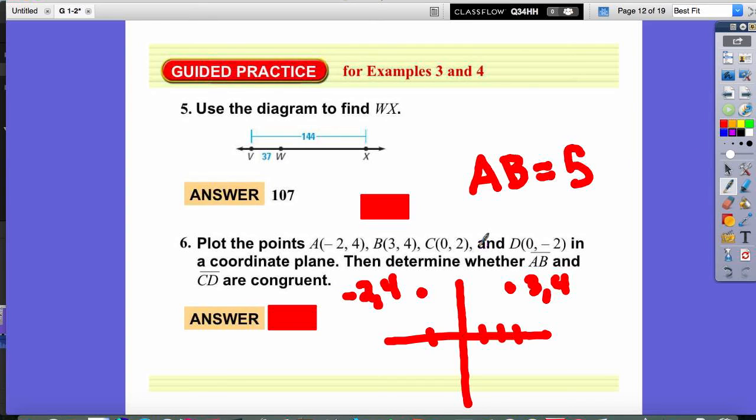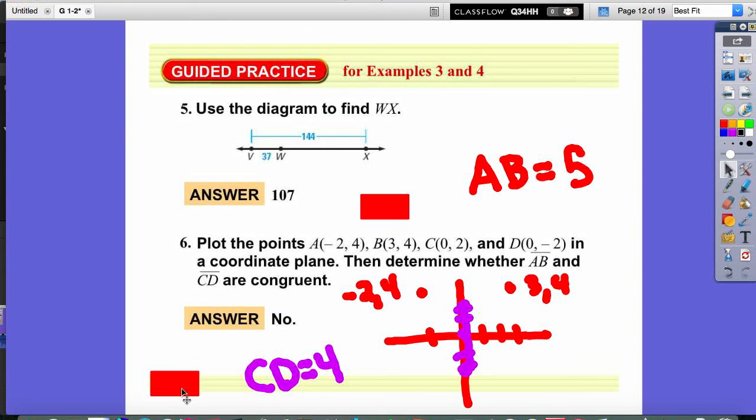CD, C is at 0, 2, and D is at 0, -2. So CD is 4 units long. We use equal because we're dealing with a number. So they are not congruent.